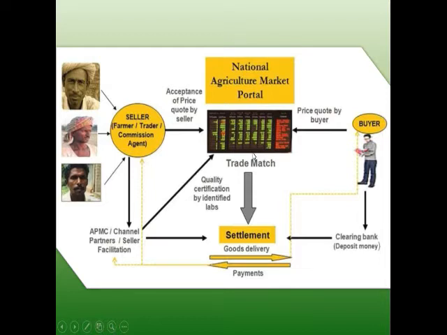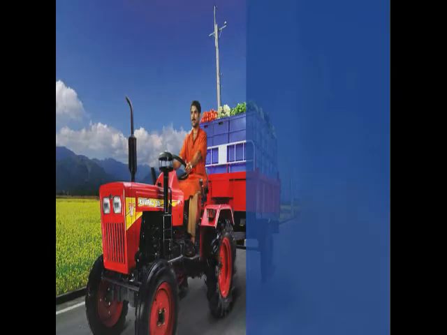facilitation, and then the trade match, and then the settlement of the goods delivery and also the payments, and the buyer receives the goods and can send the amount to the traders through bank transaction of money, everything. So this is called eNAM. It is also one of the steps for agricultural development.